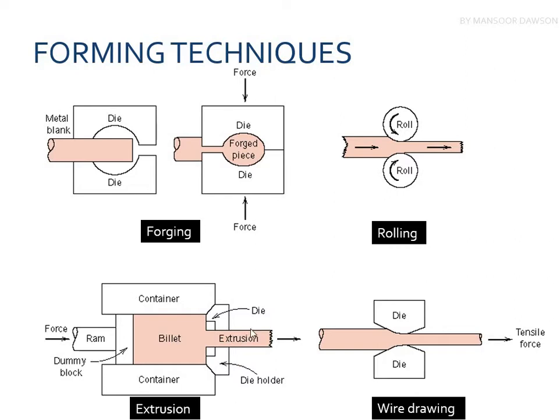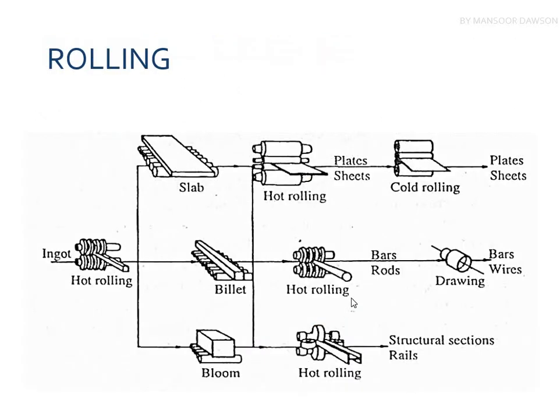So in extrusion you are providing a compressive load, but in wire drawing you are pulling it out, and a tensile force is being applied. So what is happening is there's a die and you have a metal blank or a metal rod or a metal wire in which you want to reduce the diameter or reduce the thickness in normal drawing. So what you'll do is you'll just pull that wire from these dies rather than pushing it from behind in case of extrusion. Okay, so next we have rolling.